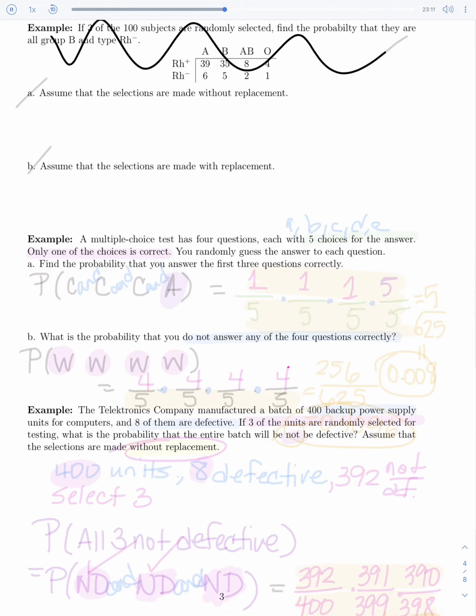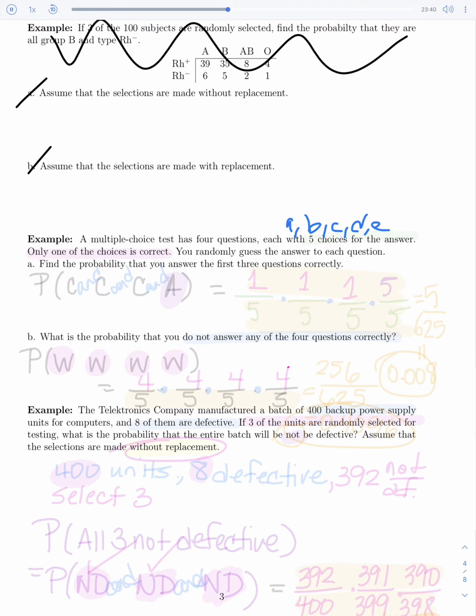Moving along, so we've done the first example, part A and part B already. So let's go on to the next example. In the next example, we have a multiple choice test with 4 questions. Each question has 5 choices for the answer. So that would be something like a multiple choice with an A, B, C, D, and an E. So you have 5 choices, but you've got 4 questions.